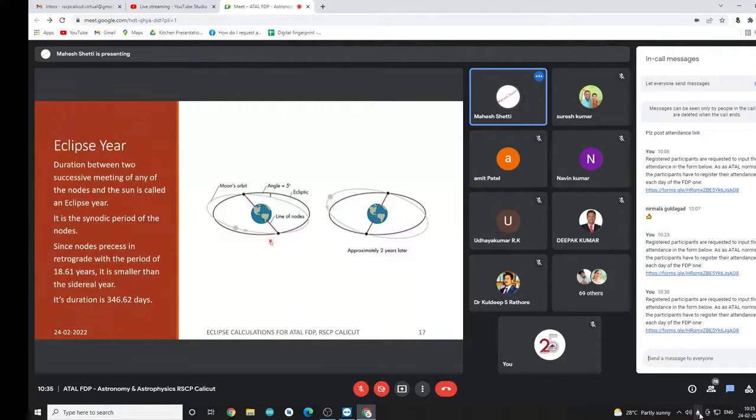Okay, because eclipses are decided by where the sun is closer to the node, and the node is precessing back. Therefore, the next eclipse will come earlier. So, if last year the eclipse happened in, say, December, this year it will happen in November. In fact, it is happening on 25th of October. Okay, next year it will happen even earlier because every year the node is going to shift backwards, and therefore the sun is going to come closer to the node earlier and earlier. So eclipse seasons keep shifting in a backward direction.